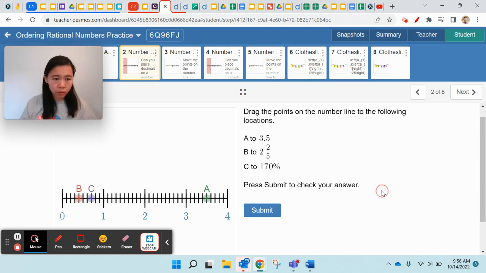Hey guys, I wanted to go over this ordering rational numbers Desmos that we did in class. This was pretty tough for many of you, so I wanted to make sure I went over this. You can follow along and see how I'm ordering these numbers.